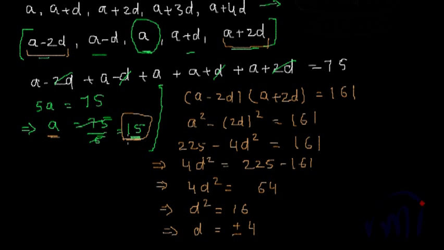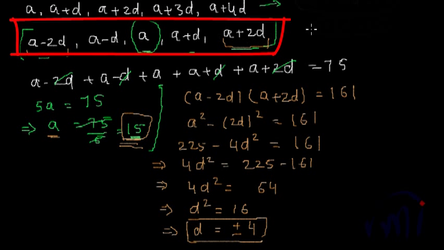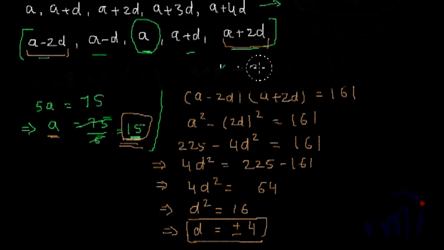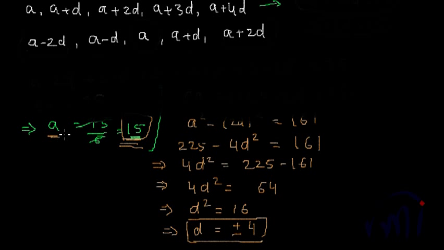So we have got the value of a and we have got the value of d as plus minus 4. And if I substitute these values of a and d in this progression which we had originally assumed, we will get all the terms, right? So let's do that. So I am removing all this calculation which is not required right now.